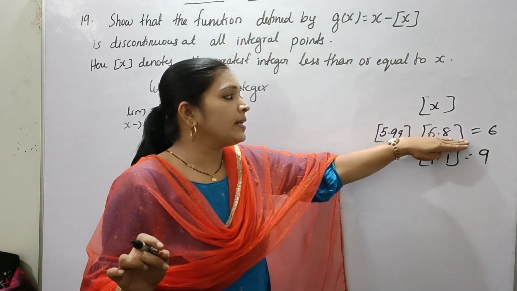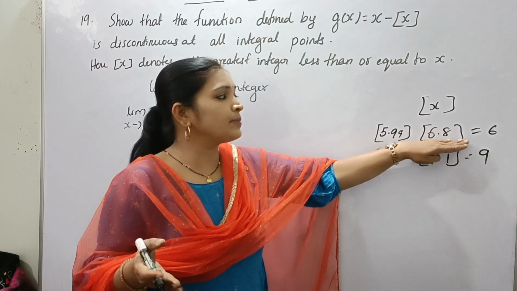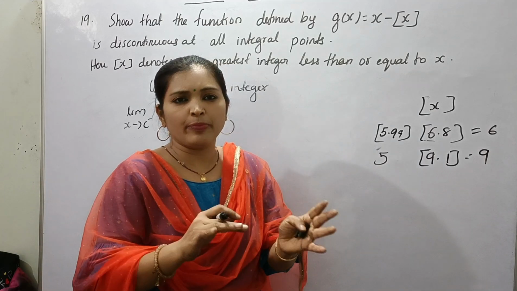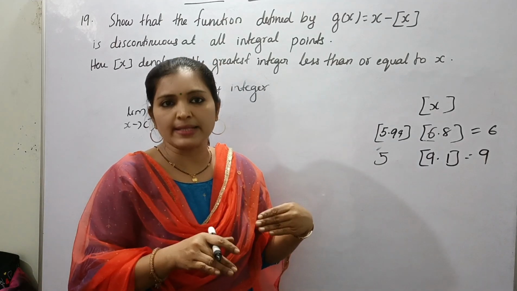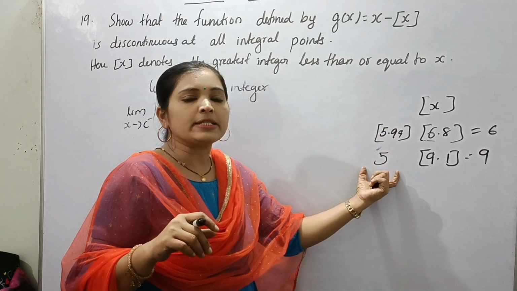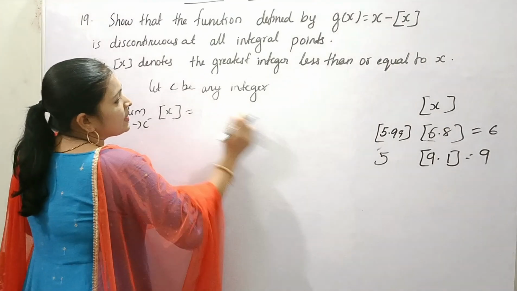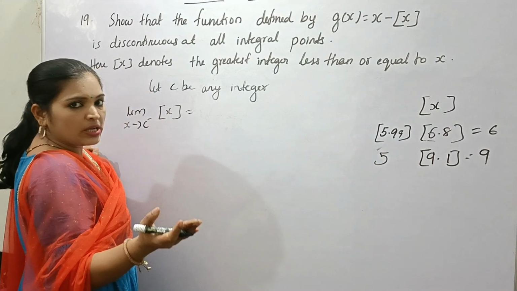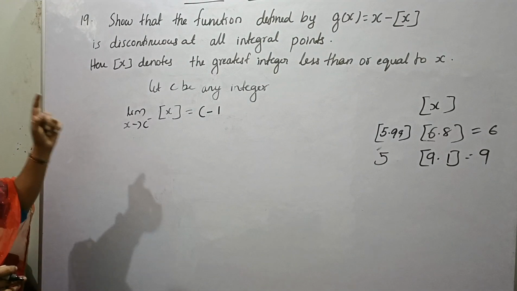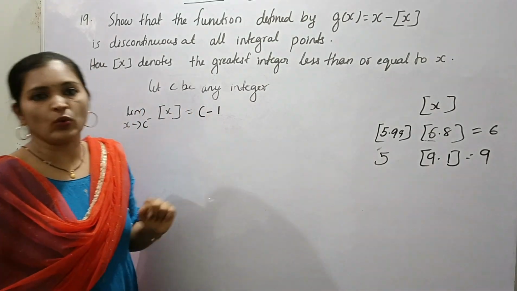Because c minus means less than c, that means less than 6. Less than 6 means 5 point something, very close to 6 but less than 6, that is 5.99 something. Whatever it is, the greatest integer value will be 5. So we can write 5 is nothing but 6 minus 1, that is, c minus 1. So the limit as x tends to c minus of the greatest integer of x is equal to c minus 1.